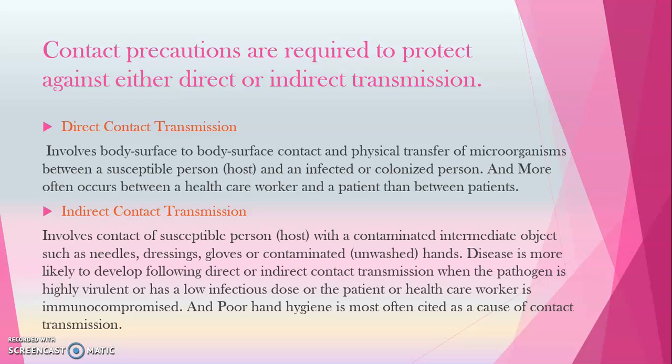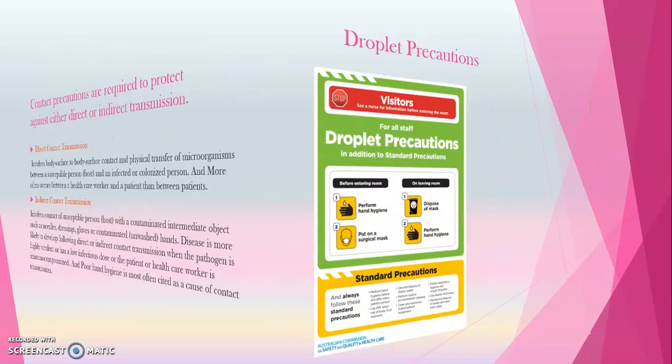Disease is more likely to develop following direct or indirect contact transmission when the pathogen is highly virulent or has a low infectious dose, or when the patient or healthcare worker is immunocompromised. Poor hand hygiene is most often cited as a cause of contact transmission.